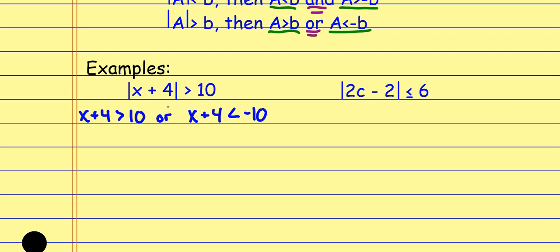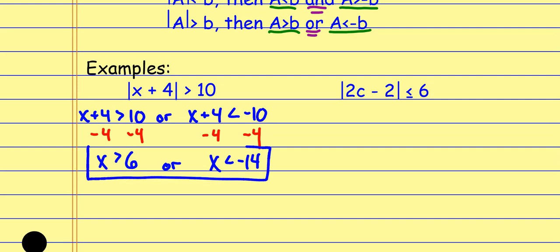And now to solve a compound inequality, I just solve the two inequalities separately. So here I subtract the 4 from each side. Over here, I subtract the 4 from each side. My or tags along for the ride, and that's it.